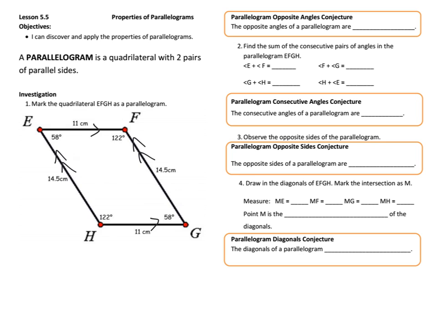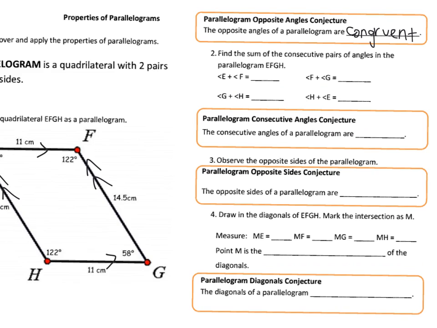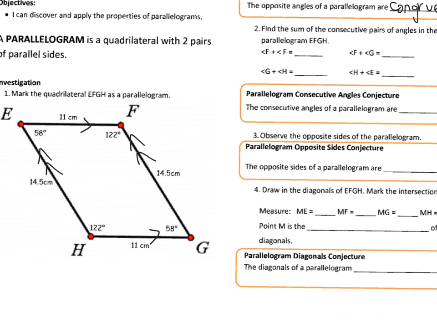Now the next thing we need to look at is the opposite angles. If you notice, the opposite angles of a parallelogram are congruent. So the parallelogram opposite angle conjecture states the opposite angles of a parallelogram are congruent. So we're going to go ahead and mark that on our figure on the left. So those two are congruent. And those two are congruent.